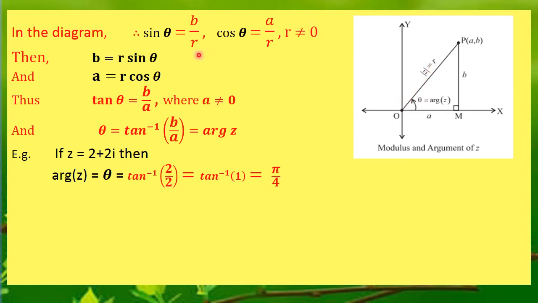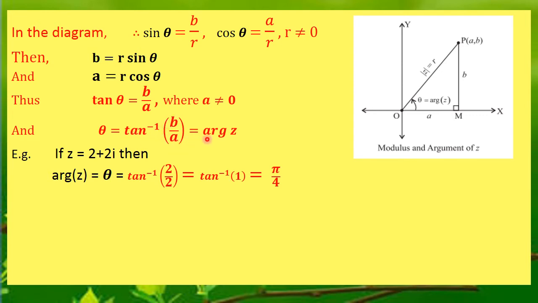Then b can be written as r into sin theta, and a is equal to r into cos theta. Then divide these two equations. After dividing we will get sin theta upon cos theta, which is tan theta. R will get cancelled, so only tan theta on the LHS, and b upon a on the RHS. So tan theta is equal to b upon a, where a is not equal to 0. Now from this equation we can write theta is equal to tan inverse, which is an inverse trigonometric function. So it is read as tan inverse b upon a is equal to argument of z.